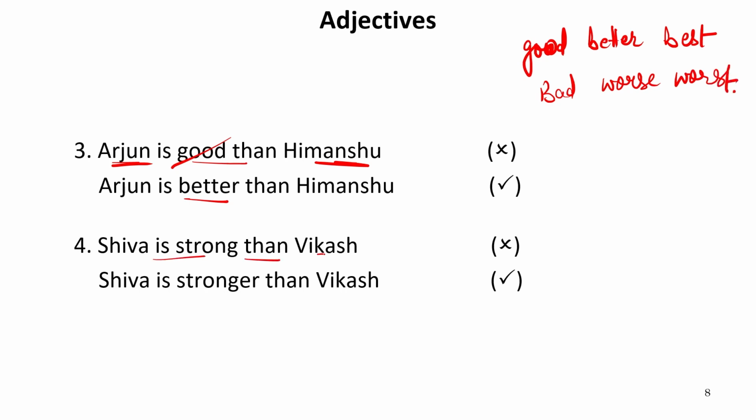Shiva is strong than Vikas. So when Shiva is strong, then now then it means comparison has been made. So strong is incorrect. This is positive degree. We have to convert the sentence into comparative degree of adjective. That is, Shiva is stronger than Vikas. Now this sentence is absolutely correct. So this is the style how we convert a positive degree into comparative degree of adjective. Now let us move further.